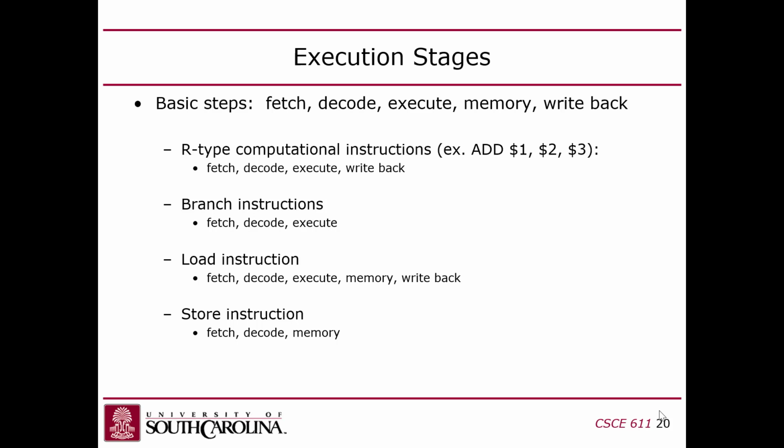Branch instructions only need to do fetch, decode, and execute. They don't have to write back because they only have to update the program counter, not the register file. Loads are the only instructions that go through all 5 stages, and then stores just need fetch, decode, and memory. Oh, that's not true. It should be execute and memory. How did I forget that? Yeah, you have to do execute for store because you have to calculate the effective address for the store. You guys remember that?